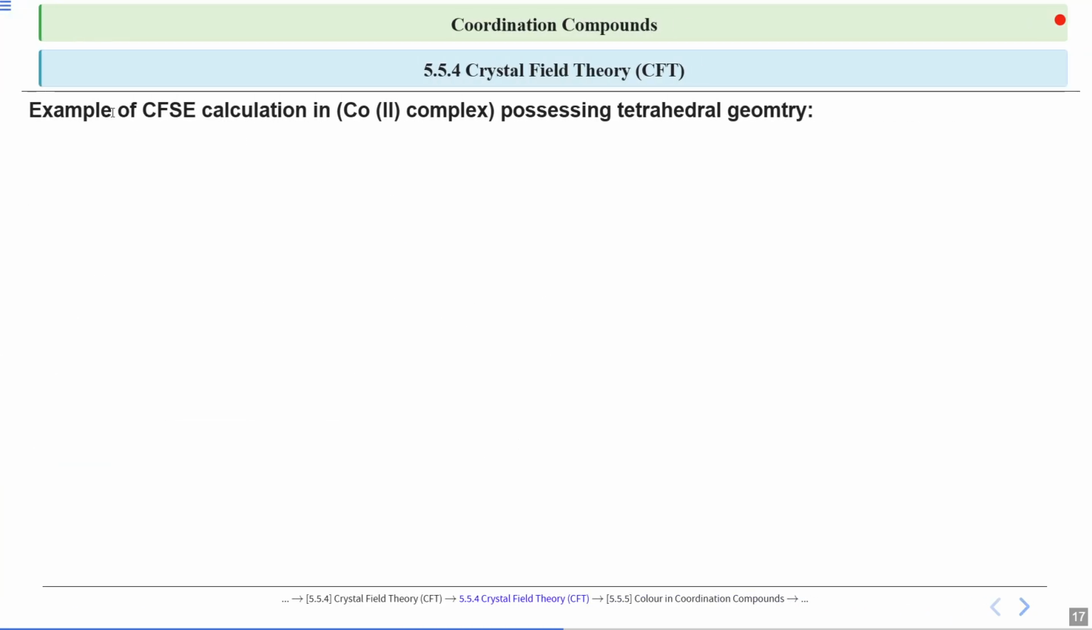Let's see an example of the crystal field splitting energy calculation in the cobalt 2 plus complex, which possesses a tetrahedral geometry. As you know, cobalt in the 2 plus state has the configuration argon 3d7. Argon has 18 electrons, a stable configuration, and the outermost configuration for cobalt 2 positive will be 3d7.